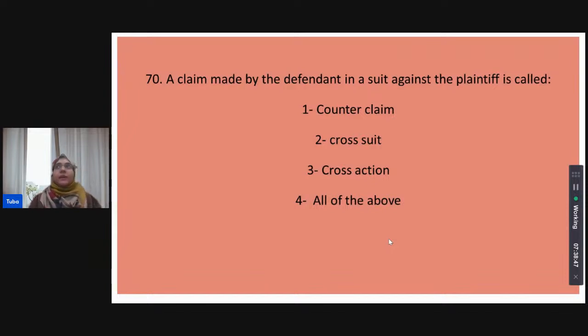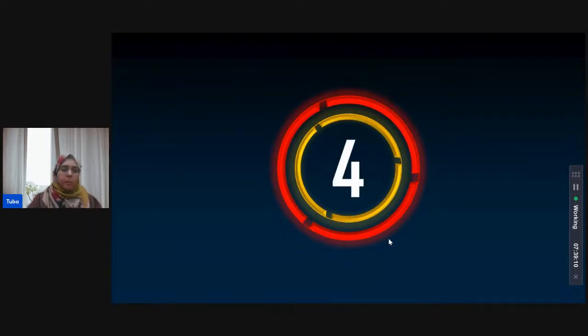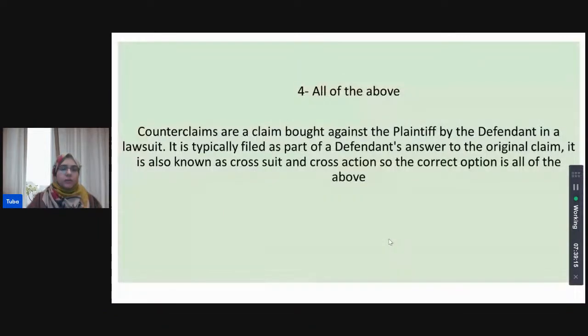A claim made by the defendant in a suit against the plaintiff is called what? Again, a very basic concept-based question. Is it called a counterclaim, a cross suit, a cross action, or all of the above? All of the above are names for a claim made by the defendant in a suit against the plaintiff. They are just synonyms. You can call it a counterclaim, right? A cross suit, a cross action, any of these.